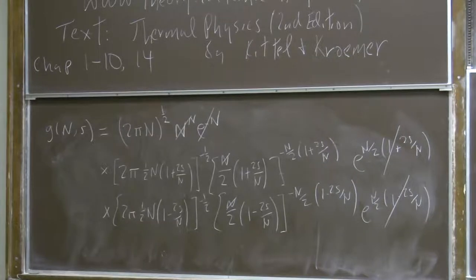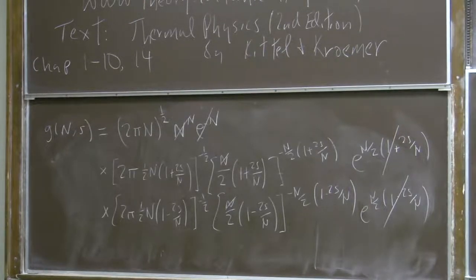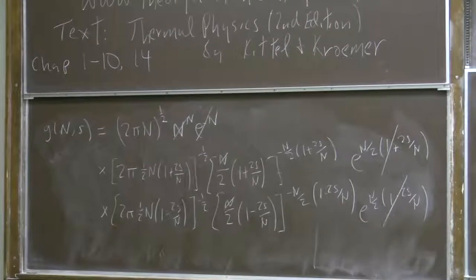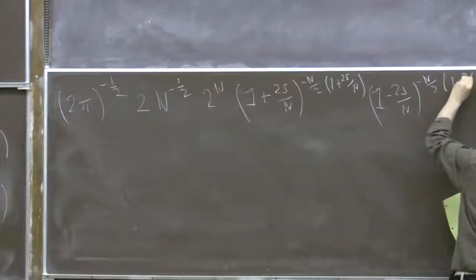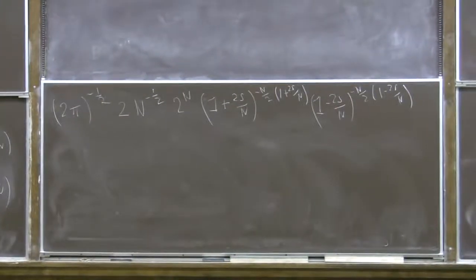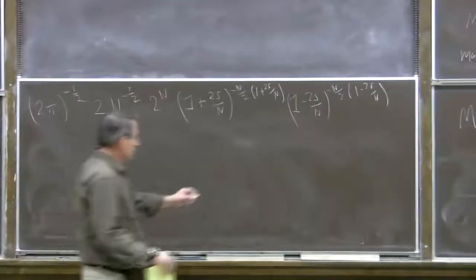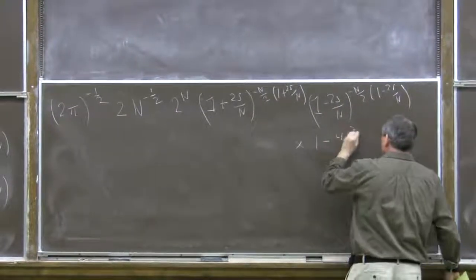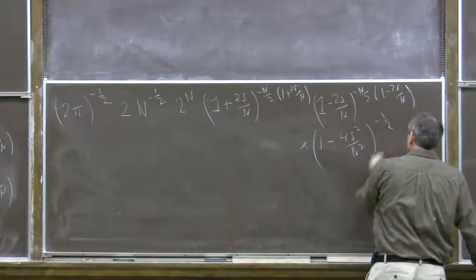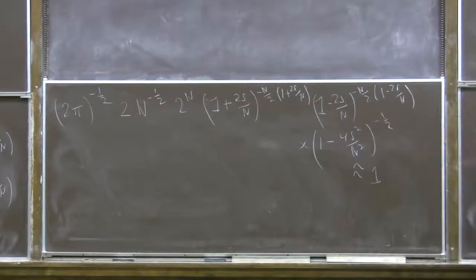But that's not important, actually. But I do want to keep track of the (1 plus 2s over n) to the power minus (n over 2)(1 plus 2s over n), and then (1 minus 2s over n) to the power minus (n over 2)(1 minus 2s over n), and that last factor, which I'm actually not going to worry about, which is this 1 plus 2s over n times this 1 minus 2s over n, which is altogether (1 minus 4s squared over n squared) to the minus 1/2. But I'm just going to approximate that by 1, because remember, we're going to assume that s is small.